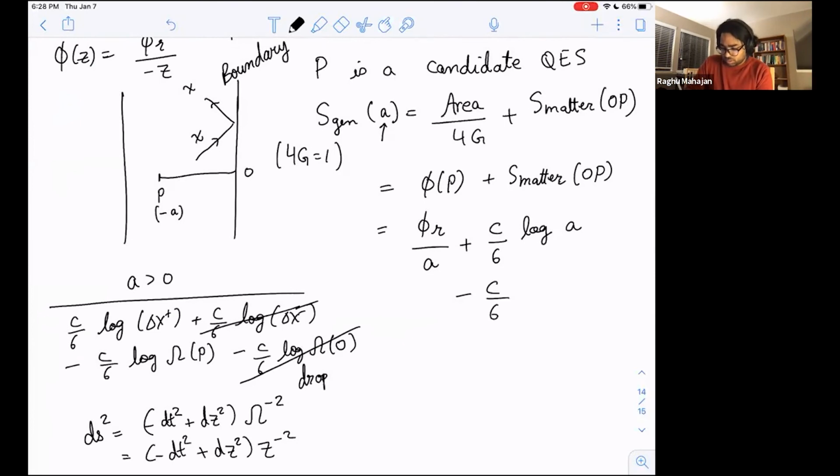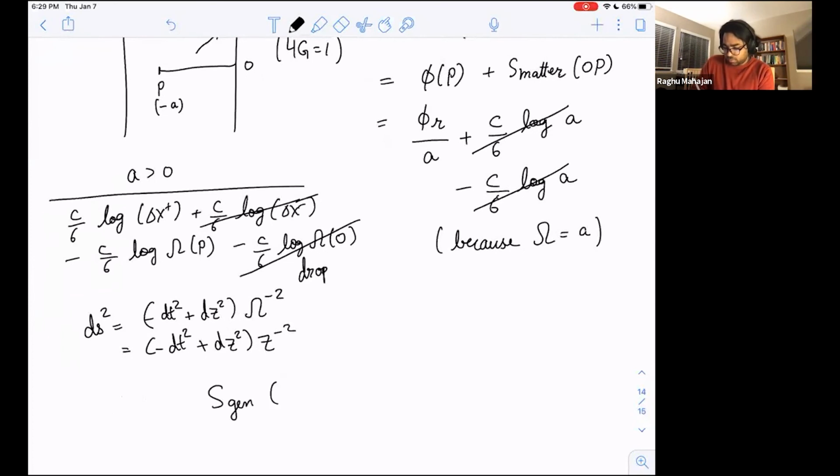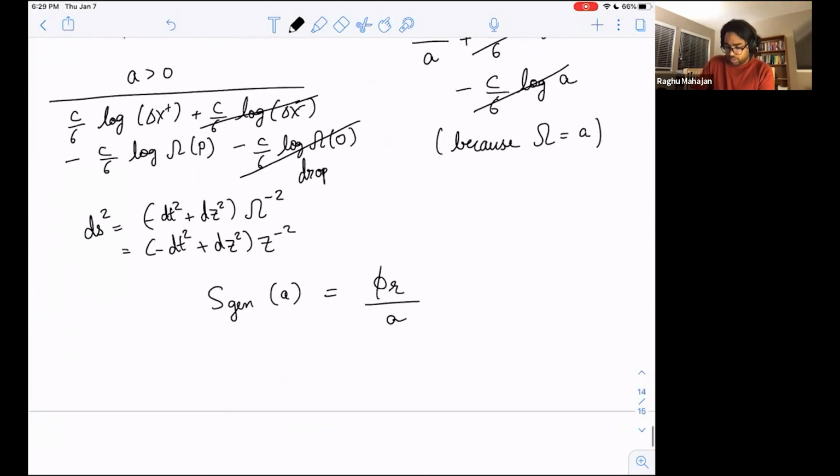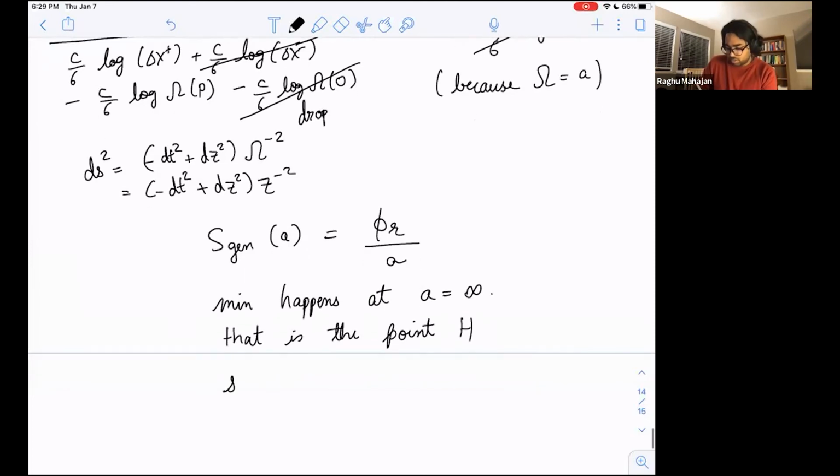So we have minus c/6 log of A again, because omega equals A, right? So this and this cancel. And essentially we just get S gen of A equals phi r over A. It's very simple now to extremize this and say minimization happens at A equals infinity. And that is the point H. So the QES is at H.